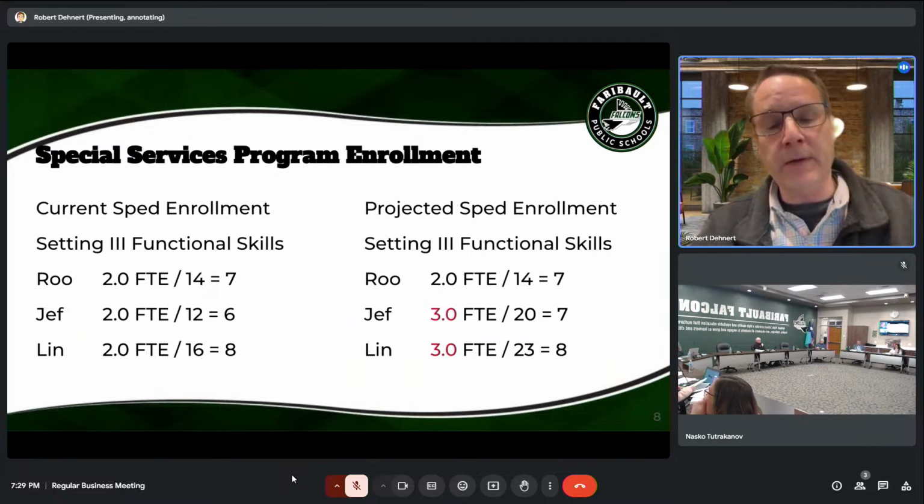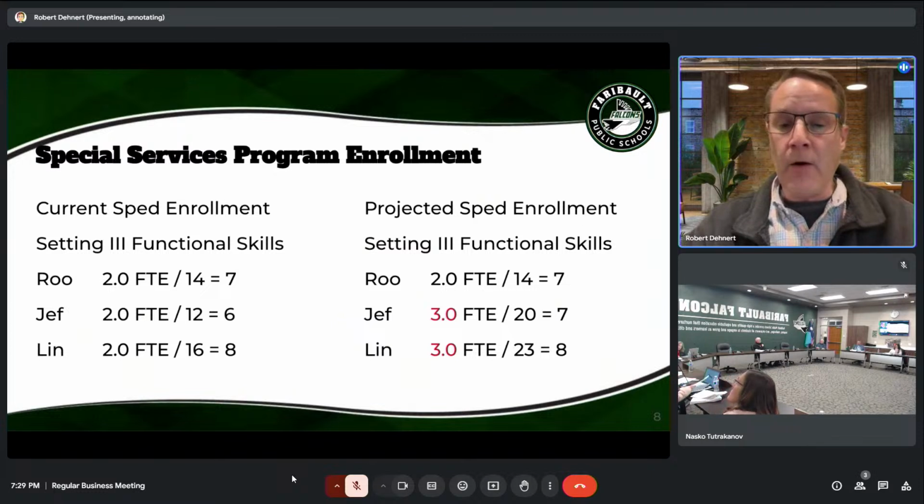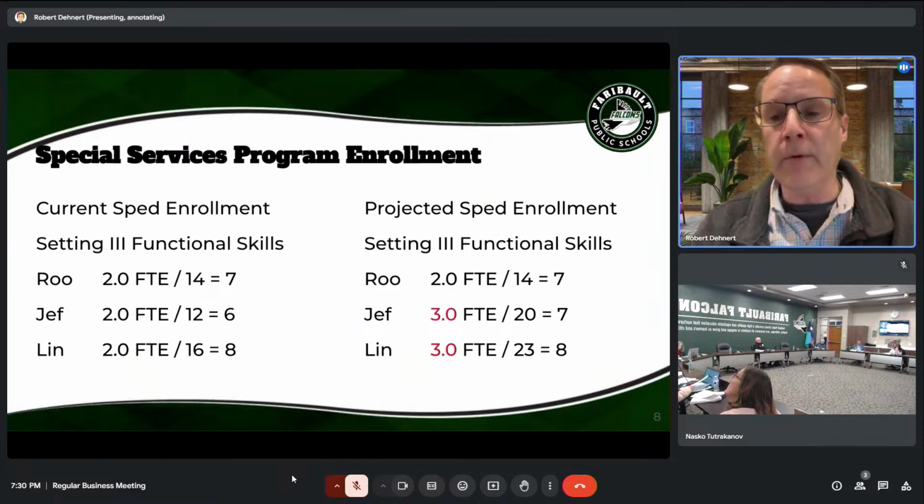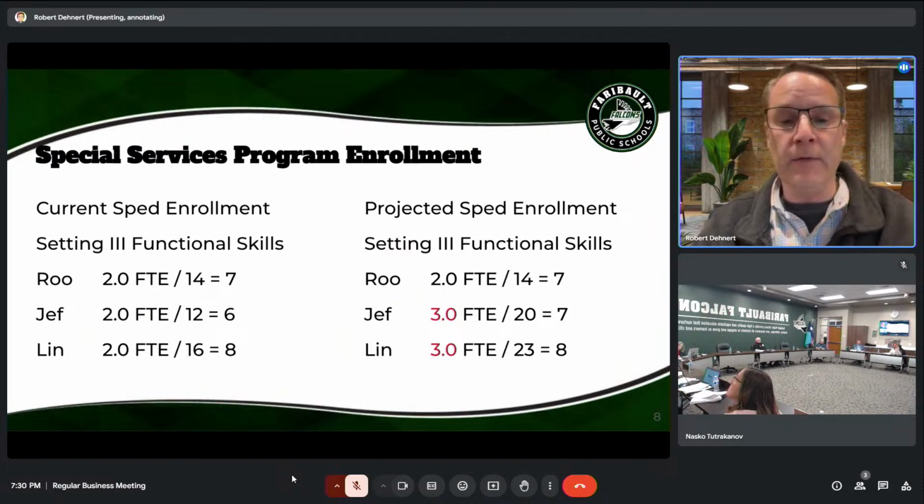That makes me nervous because, again, our overall numbers aren't increasing, but the numbers of students with significant needs are. And so we're having to respond to that in the best way that we can.